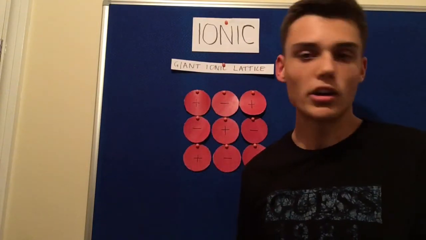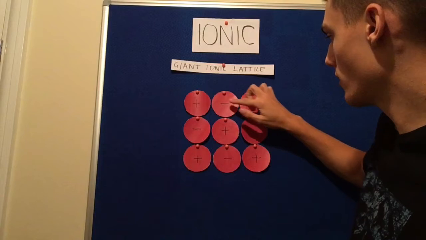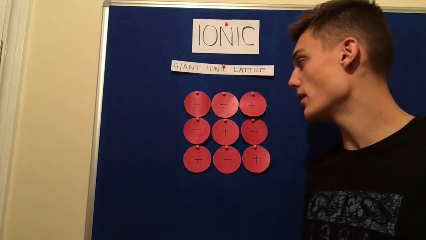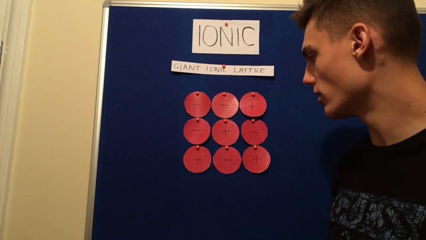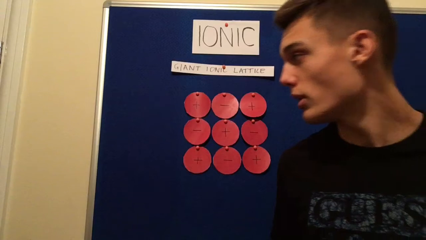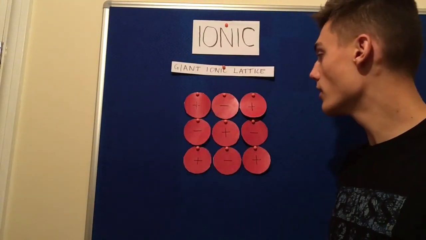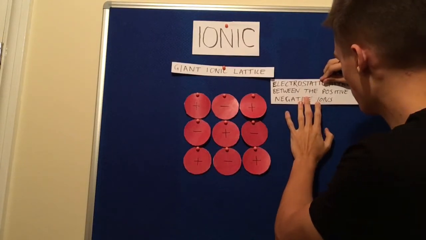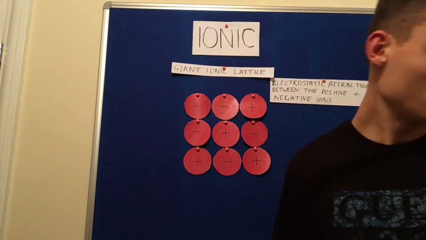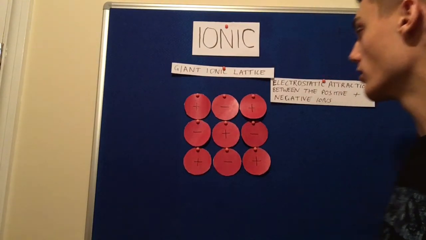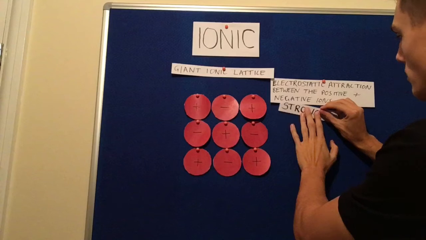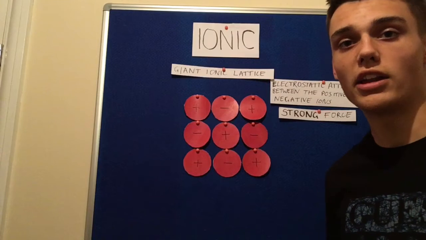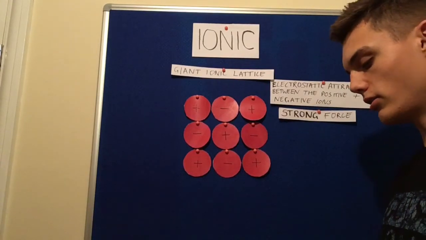Now, giant ionic lattices have positive and negative ions, and that's where an atom has lost or gained electrons to gain a positive or negative charge. So between each ion there is an electrostatic attraction between the positive and negative ions. So I'll stick that there. This electrostatic force is very strong, and therefore a lot of energy is required to overcome this force.